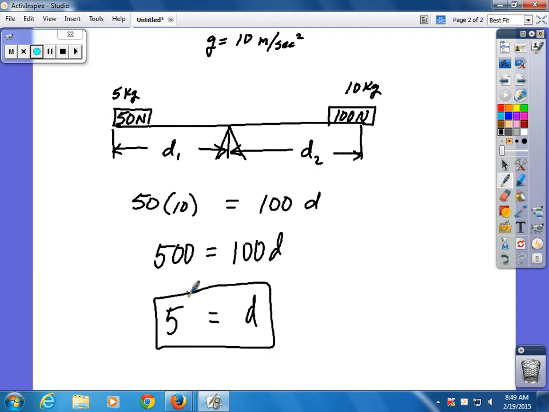Okay? Now, if we wanted to find D1 and D2, I'll show you the best example here in just a second, and that's with multiple forces. So let me show you that one, and then you'll start seeing how to actually find it.